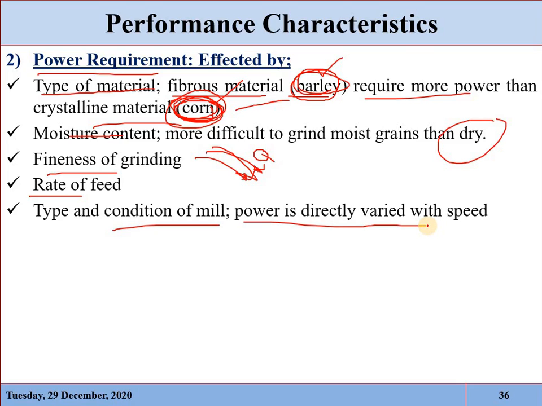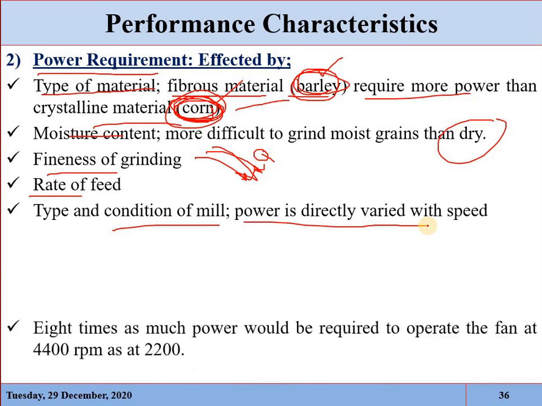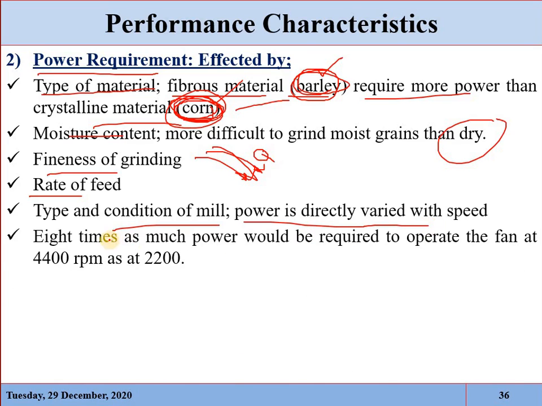If you are increasing the speed, the number of heads will be increased, fineness will be increased, but more power will be required. And see, 8 times as much power would be required to operate the fan at 4,400 revolutions per minute as it is at 2200. Suppose you doubled the speed, then 8 times more horsepower will be required. So it means that if you are increasing the speed of the hammers, the speed of the shaft, then more power will be required.